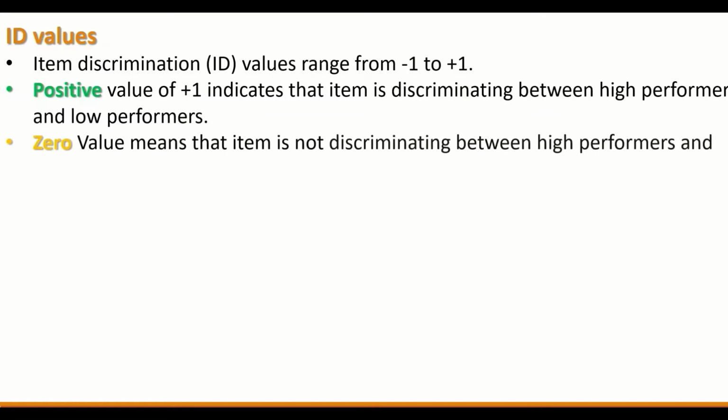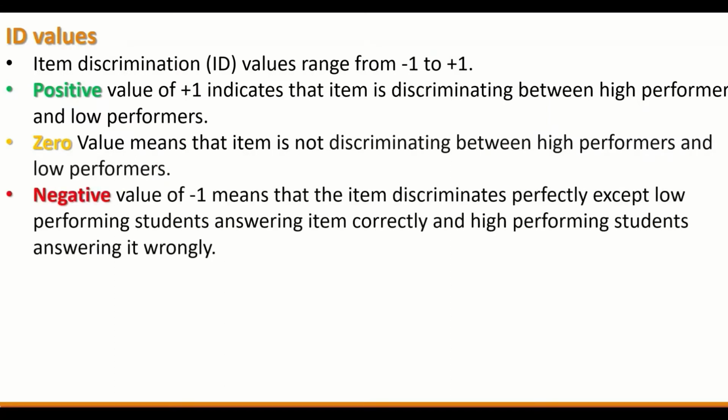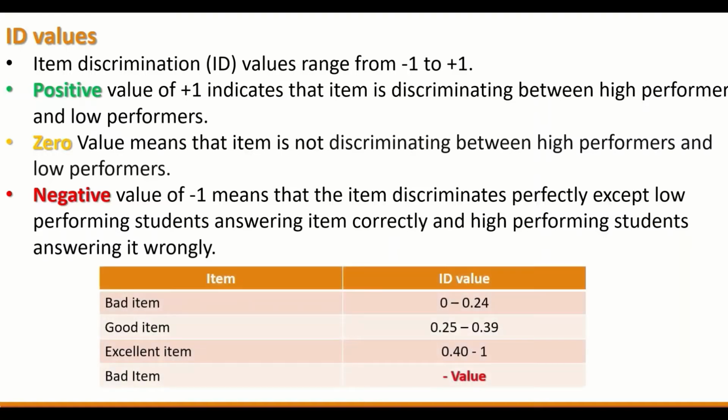Zero value means that the item is not discriminating between high performers and low performers. On the other hand, a negative value of -1 means that the item discriminates perfectly, except that low performing students answer the item correctly and high performing students answer it wrongly.